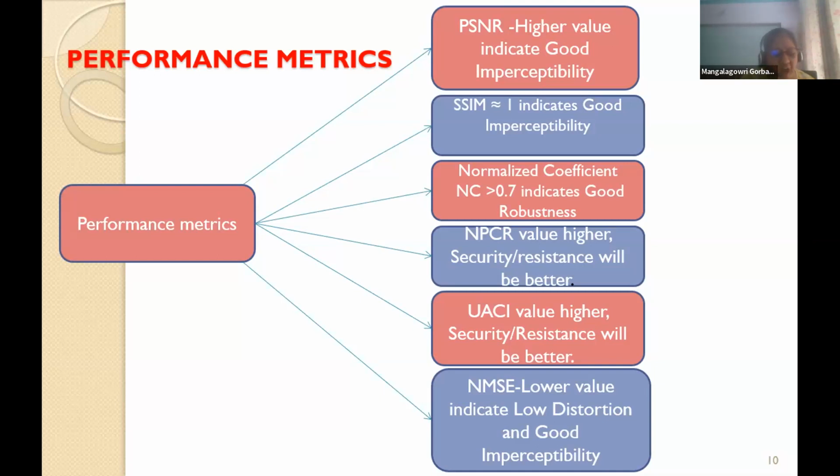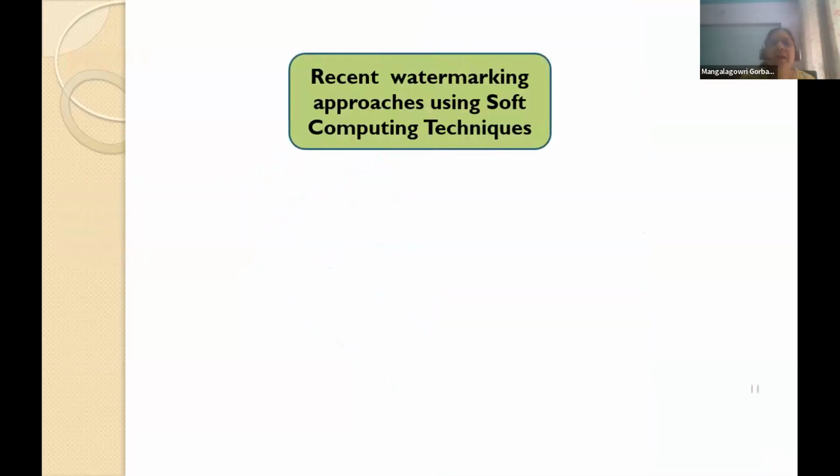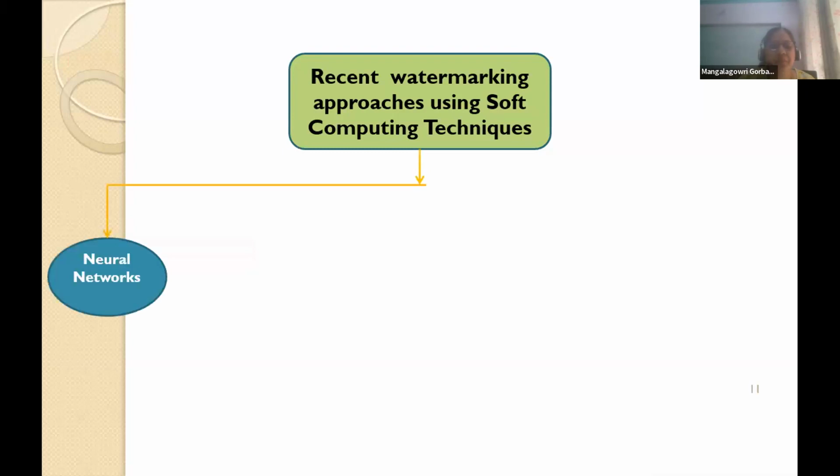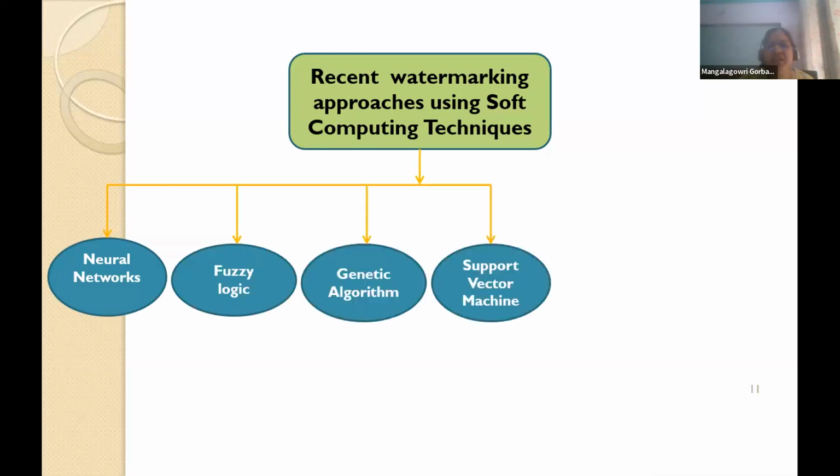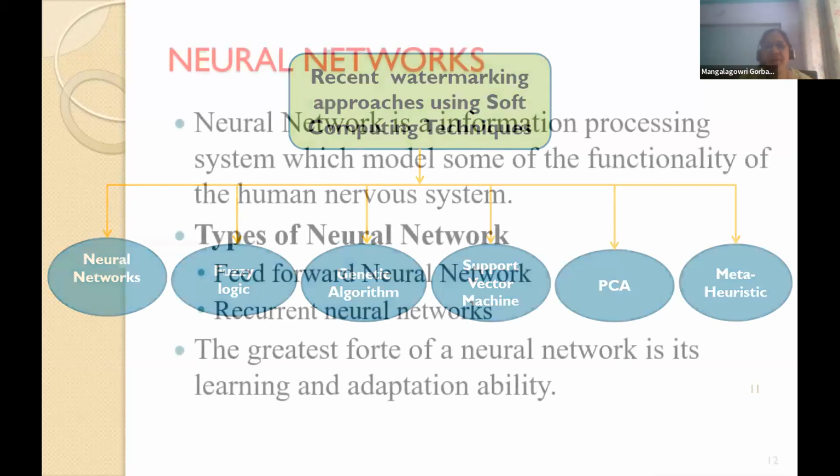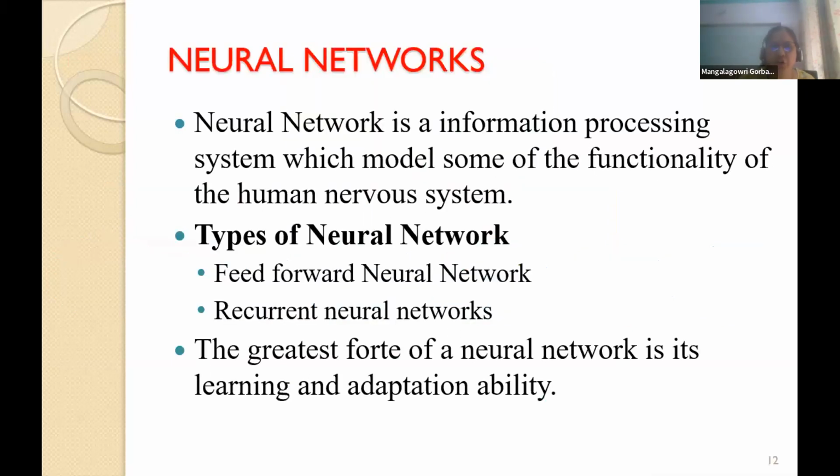However, the PSNR and the normalized coefficient are the most frequently used quality metrics for watermarked images, where the PSNR determines the strength and weakness of watermarking techniques, while the NC validates the strength of the algorithm applied to a watermarked image after attacks. Recently, watermarking approaches have used soft computing techniques to improve the performance of their systems. Those are neural network based, fuzzy logic based, genetic algorithm based, support vector machine based, PCA based, and metaheuristic based. However, I will be concentrating on techniques using neural networks.